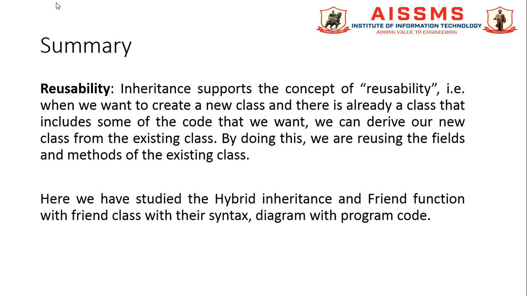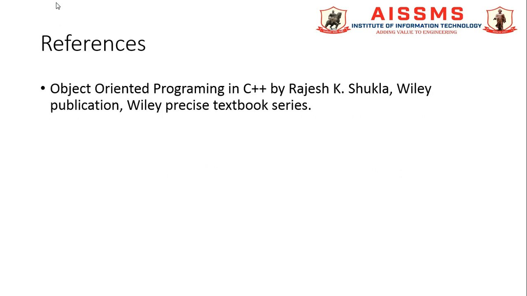Let us summarize friend function and hybrid inheritance. Reusability is the concept used in this lecture, and most object oriented concepts are based on reusability. Here we have studied hybrid inheritance as well as friend functions and friend classes with syntax, diagram and source code. Rajesh Shukla and E. Balagurusamy are the reference books we use.